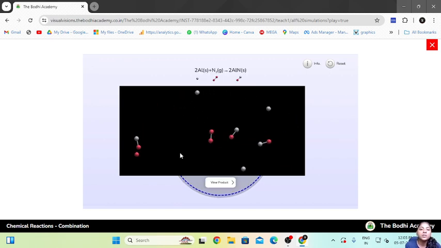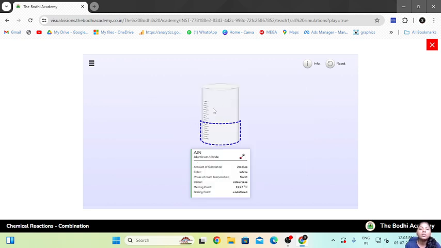So see how these are reacting. See how these two combine. So now we will see the product. Now with aluminium and nitrogen we will get aluminium nitride, that is AlN, and the color of this substance formed is white. It is solid in state at room temperature and it is odorless. Then this is its melting point, whereas the boiling point is not defined or undefined.